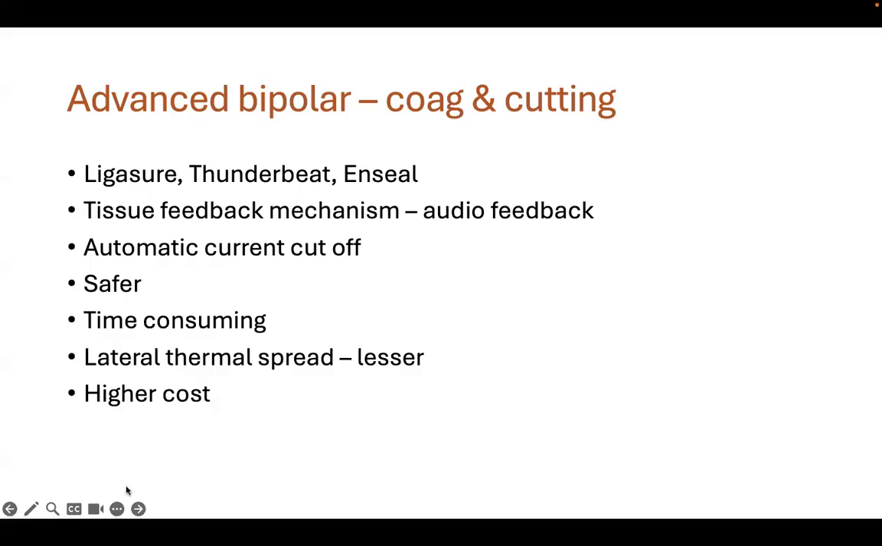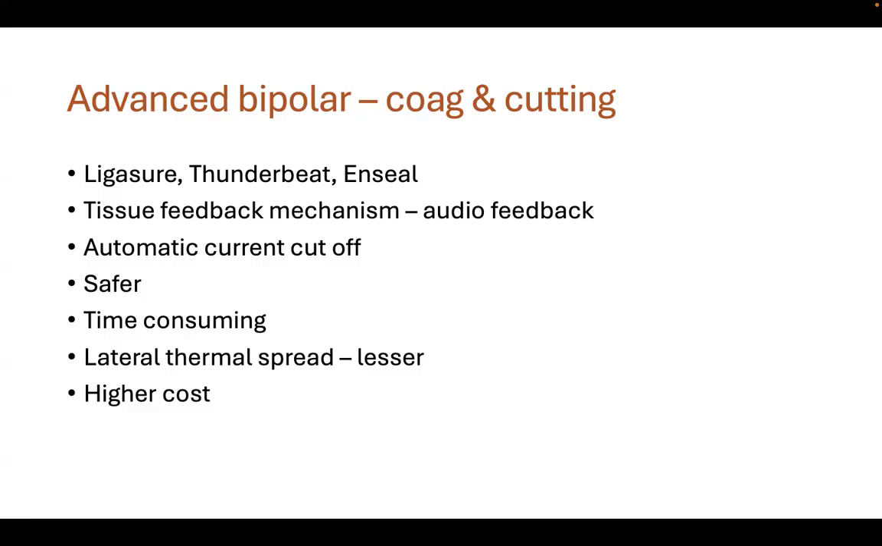So the key is this, the second one. In advanced bipolar, there is a tissue feedback mechanism. When you activate the instrument and try to coagulate a tissue, the instrument actively senses the resistance and gives feedback to the machine. When the resistance has reached a maximum level, the feedback signals to the machine that the tissue has been entirely cooked or coagulated, a beep sound comes and the current automatically gets cut off. This is the only principle of advanced bipolar. That is why it's called advanced compared to the normal bipolar.